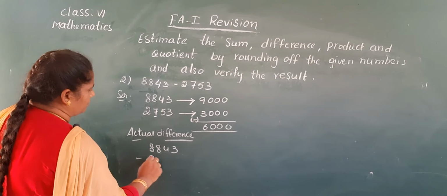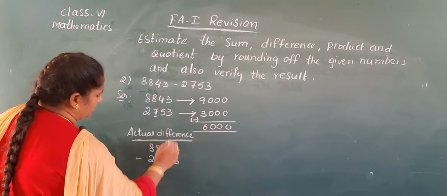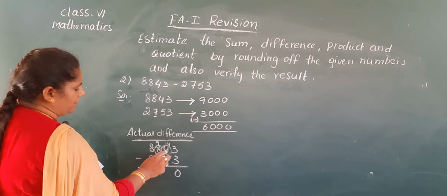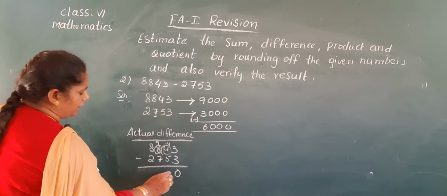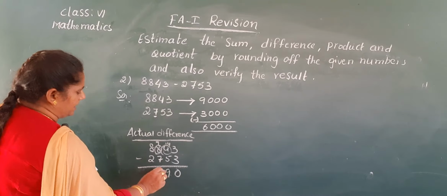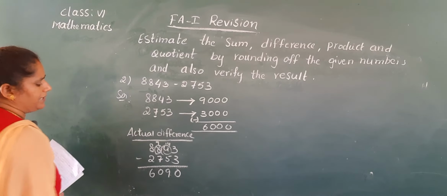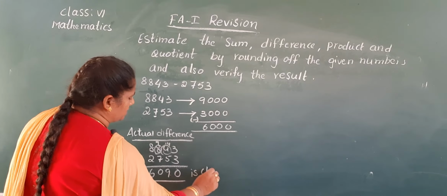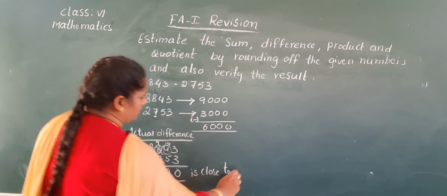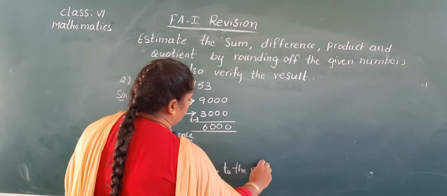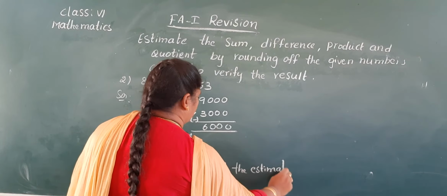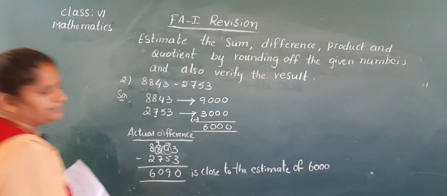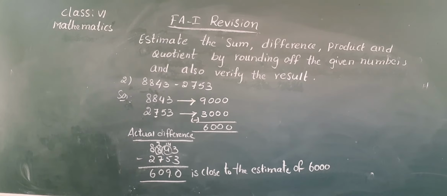Now you find the actual difference. 8843 minus 2753. So 0, 14, 7. 4 is small, so you take borrow. 14 minus 5 is 9. 7 minus 7 is 0. 8 minus 2 is 6. Yes, 6090 is close to the estimate of 6000. Okay, ma? So practice these problems, Nana.